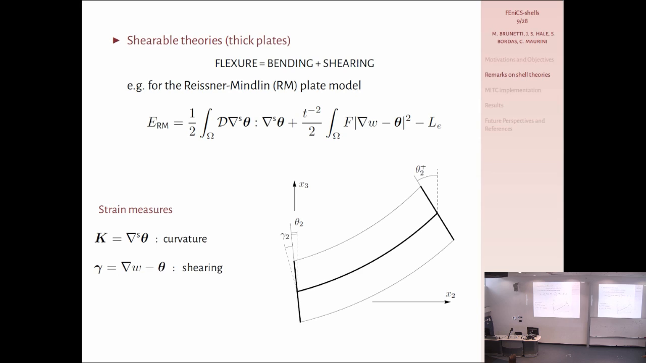And suitable strain measures are a tensor field providing the curvature of the middle surface after the deflection, which is the symmetric part of the gradient of the rotation, and the shearing vector, a vector field providing the difference between the normal to the deflected surface and the rotation of the fiber normal to the middle plane. So in this kind of theory, the shearable theories, the flexure is the sum of two contributions: one is the bending and the other one is the shearing. So the energy has one contribution arising from the bending and the other one arising from the shearing.